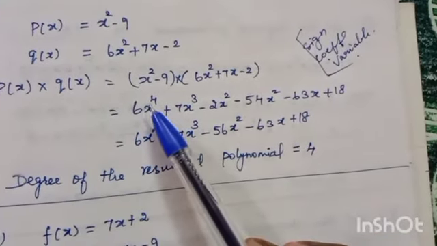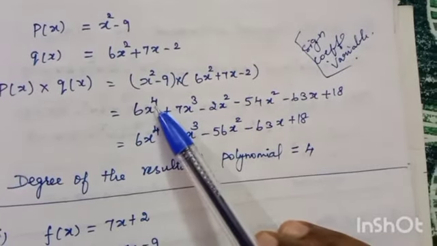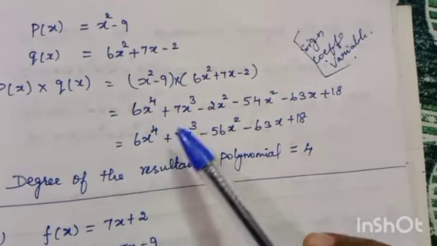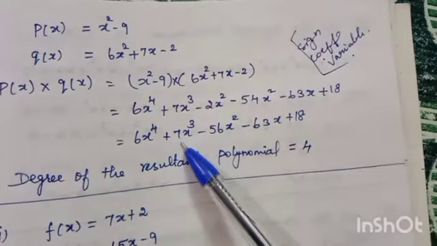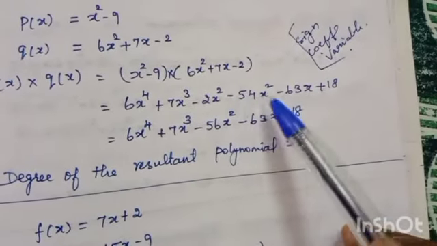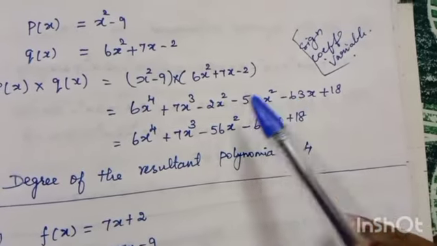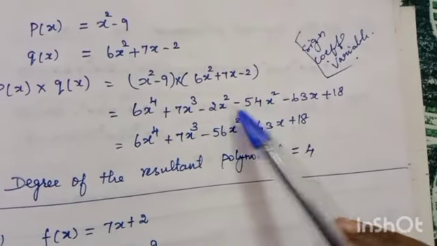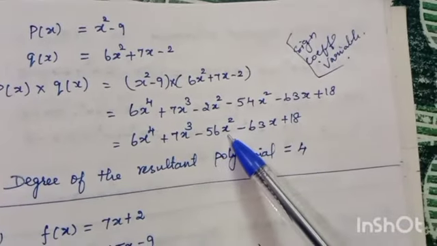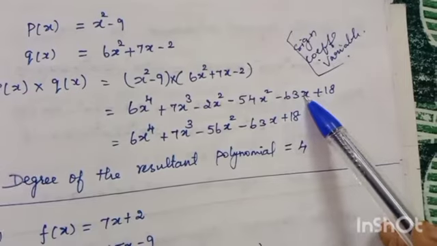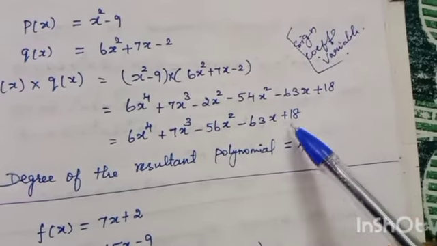Okay, now you have to simplify these like terms. X power 4 term we have only one, so just take and write. Then x cube term only one, take and write, plus 7x cube. Now simplify the x square terms, minus 2x square minus 54x square. These two have the same sign, so you have to add minus 2 minus 54, that is minus 56x square. Next x term we have only one, so that is minus 63x, constant 18.